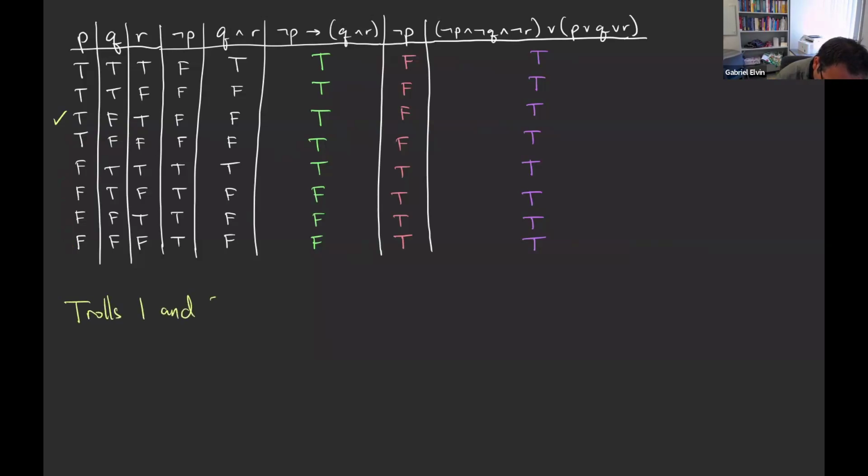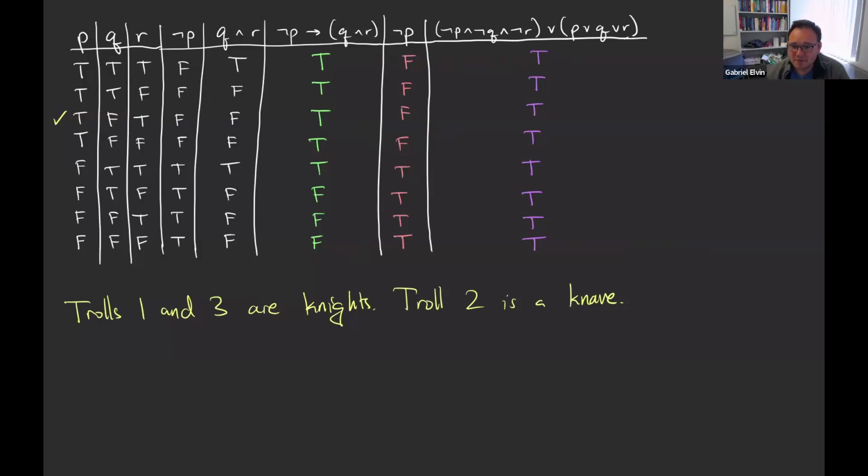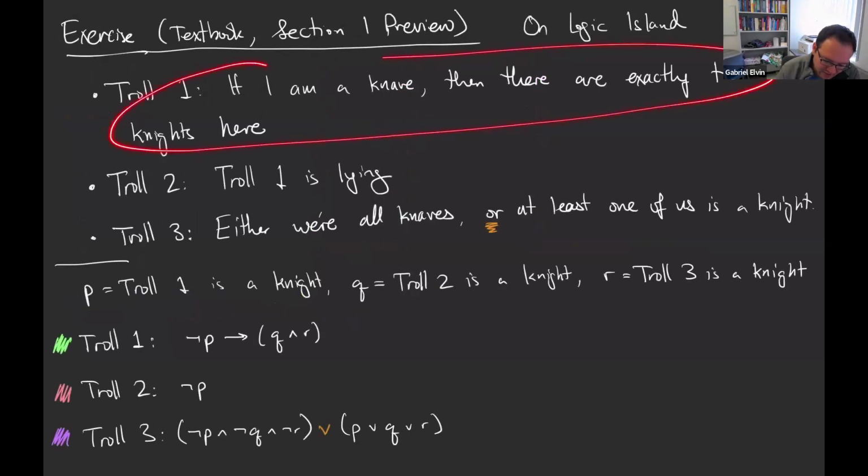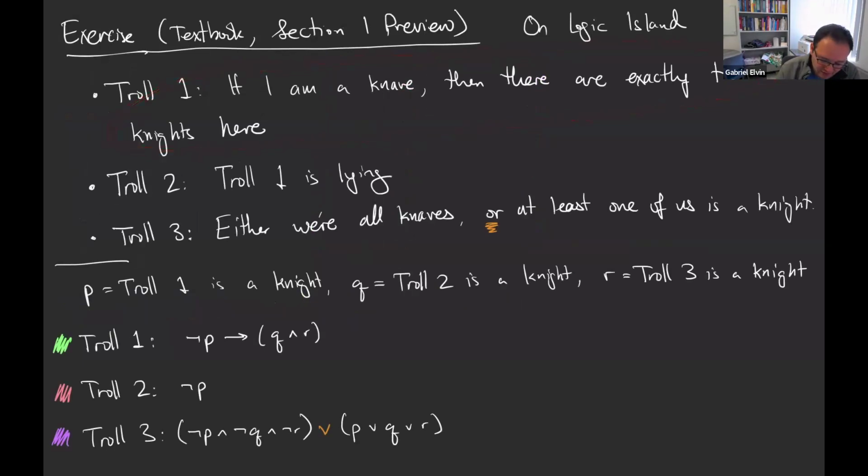So Trolls 1 and 3 are knights, and Troll 2 is a knave. Let's double check their statements against our answer. Trolls 1 and 3 are supposed to be telling the truth, and Troll 2 is supposed to be a liar. So Troll 1, if Troll 1 is a knight, says: if I am a knave, then there are exactly two knights here. Well, their hypothesis, if I am a knave, is false because they're a knight. And remember, if we have a false hypothesis, the implication overall is always true. So that's good. That means that Troll 1 is telling the truth and they're a knight.